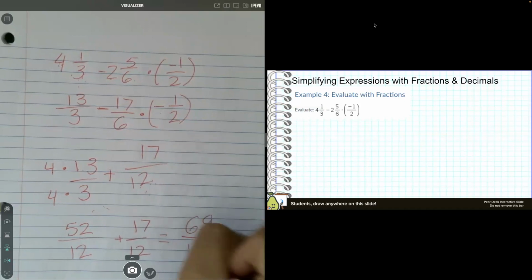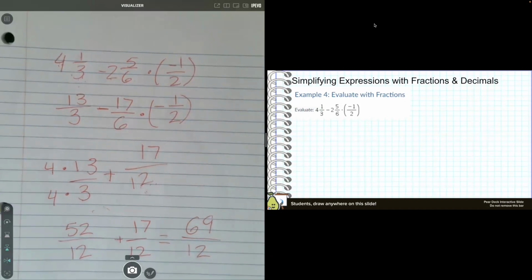So there I get 52 plus 17, 69 over 12. Those can both be divided by the same number, 3. So 69 divided by 3, I get 23 over 4. These do not have any more numbers in common. So I'm going to leave it as 23 over 4, or I can write it as 5.75 as a decimal.